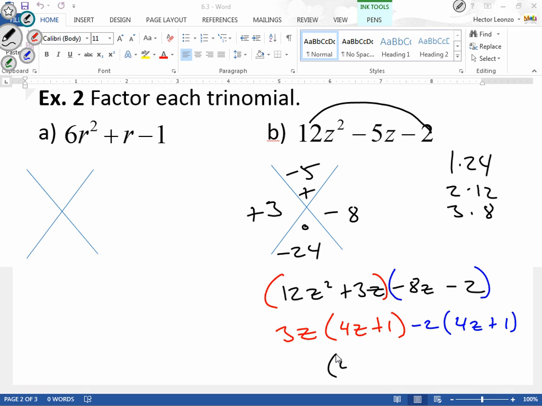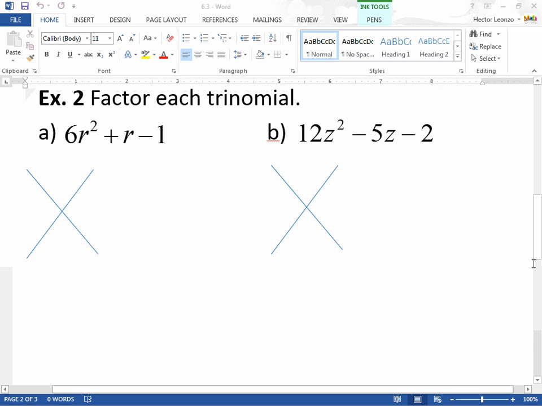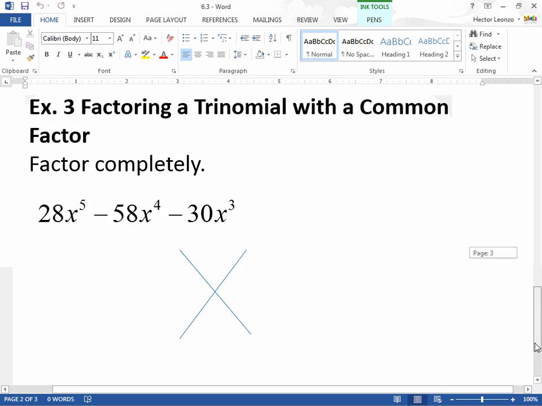Okay, so my factors here are 4z plus 1, that's one of my factors, and the other one is 3z minus 2. Once again, the order of the two does not matter. Now let's take a look at this other one.